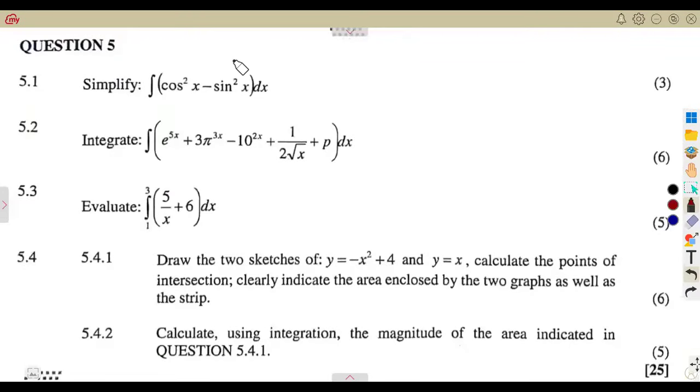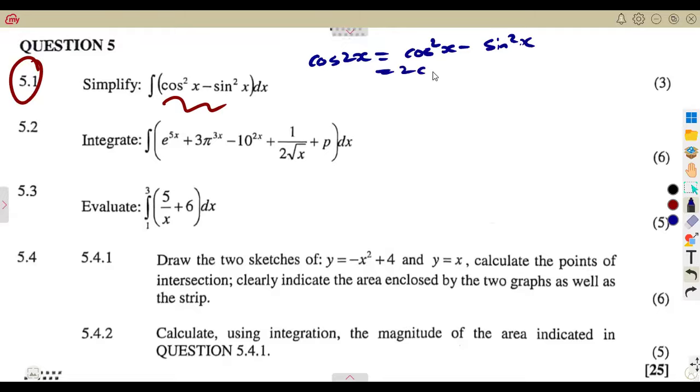So if we are to consider our question number 5, you are given 5.1, that was to simplify the integral of cos squared minus sine squared x. This is if you're to consider from your identities. Remember, we talked of this identity of cos 2x. We saw that it was equivalent to cos squared x minus sine squared x, also equivalent to 2 cos squared x minus 1, also equivalent to 1 minus 2 sine squared of x, which we can see that there we are given cos squared minus sine squared, this one. So it is exactly representing cos 2x.